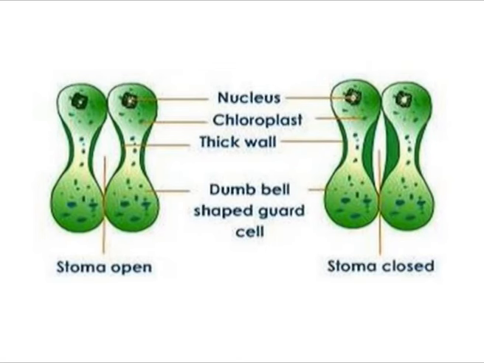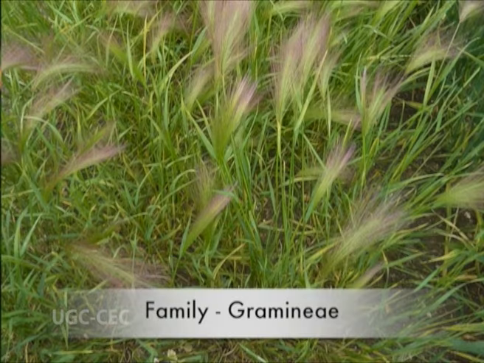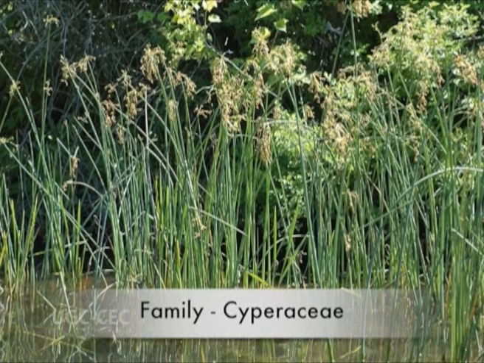Graminaceous. The graminaceous stoma possess guard cells of which the middle portions are much narrower than the ends, so that the cells appear in surface view like dumbbells. They are commonly found in Gramineae and Cyperaceae families of monocotyledons.